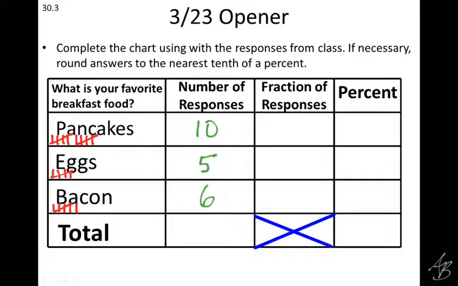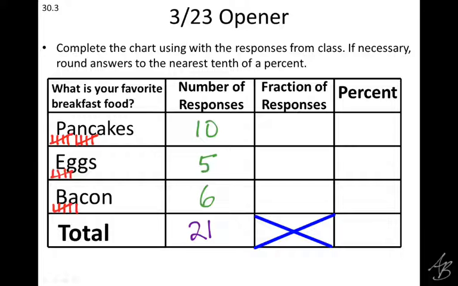So what kind of information do I need if I ultimately want to know the percentages of people that responded with pancakes, eggs, and bacon? What am I going to do first? Yeah, we need to know how many people total answered this question. And we can do that just by adding up all of these numbers here. So we do 10 plus 5 plus 6 and get 21. All right, after we do that, we move over to the next column.